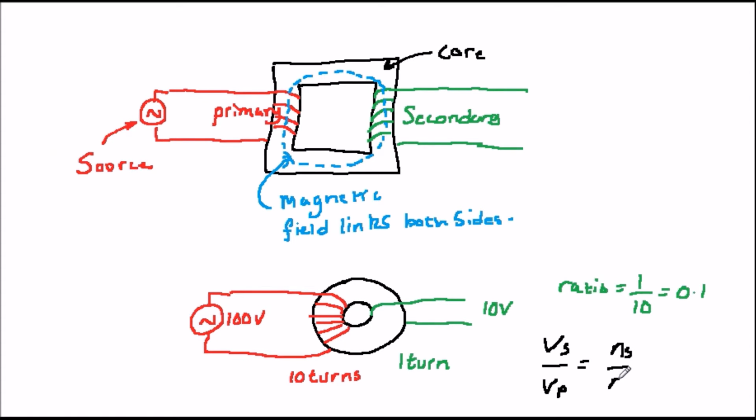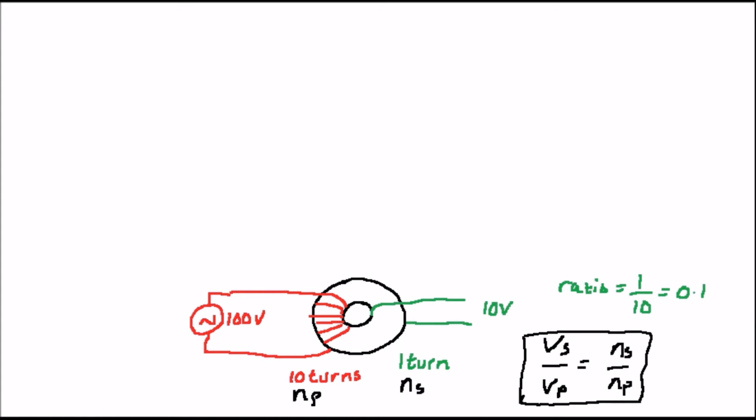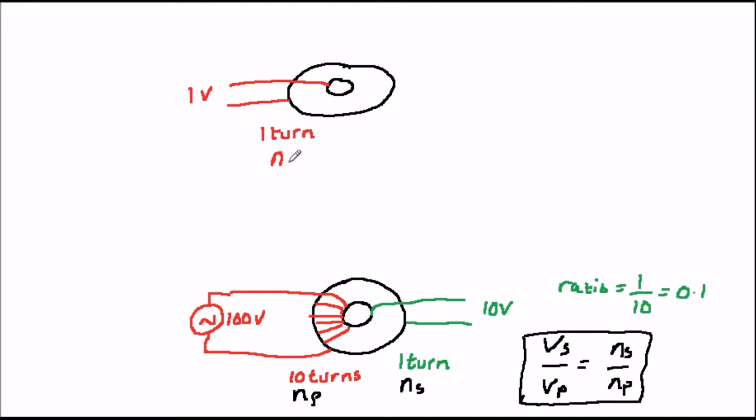In terms of a formula, the turns ratio is given by the number of turns on the secondary divided by the number of turns on the primary. So Vs divided by Vp is equal to Ns over Np. In exactly the same way, a transformer can also step up the voltage, as shown in the diagram.